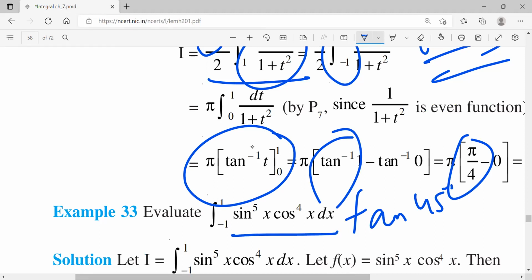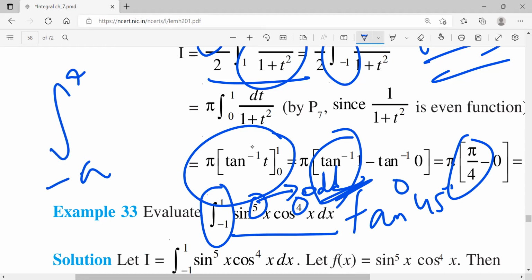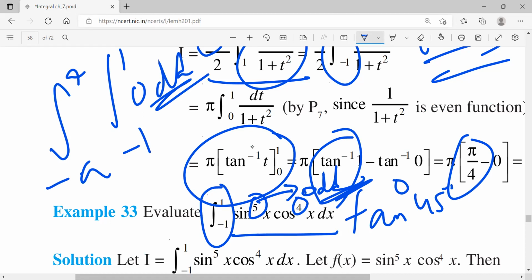Sine power 5x into cos power 4x dx, integral minus a to a. Sine power 5 is what function? This is 5 and this is 4. This is an odd function. So if it is an odd function, the answer is 0, for integral minus a to a, or integral minus 1 to 1. If an odd power is coming, it is odd. If it is not x square or sine square x or sine power 4x, if it is sine power 5x, it is an odd function. For an odd function, I can directly write the answer 0. So this is the integration with the limits.